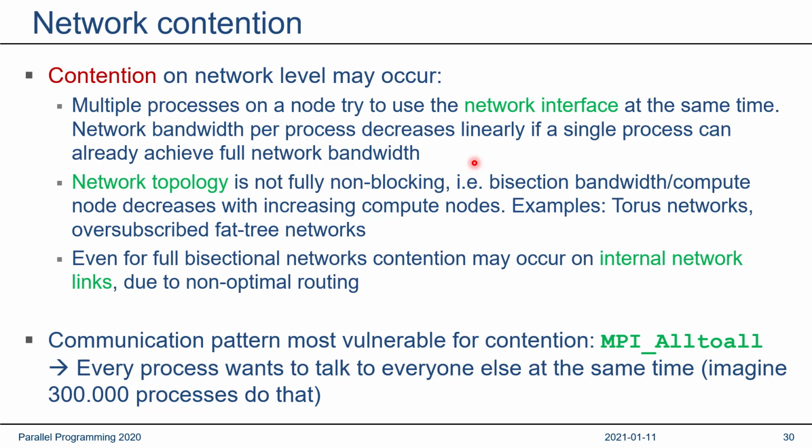The communication pattern, or MPI call, that's most vulnerable in terms of contention is the MPI all-to-all. Because in MPI all-to-all, every process wants to talk to everyone else at the same time. And you know there are supercomputers today with hundreds of thousands of nodes, and imagine what happens if you want to do all-to-all in such a system. So in general, there's a recommendation: don't do MPI all-to-all, period. Try to get away without it.